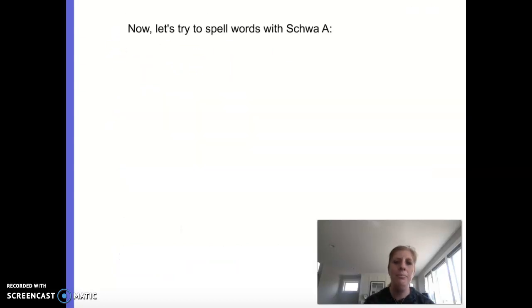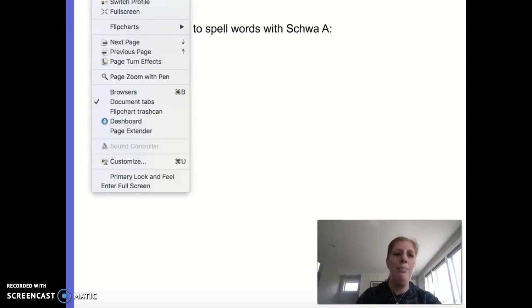Now, we're going to try to spell some words with schwa A. So you can grab a piece of paper and a pencil. Push pause while you get that. And then each of the words that you spell, when you hear the sound today, it's not going to be a short U. It's going to be a schwa A. Okay? So let's start. Let's try to spell the word apart. So it's two syllables. The first syllable is "uh" and the second syllable is part. Apart. How do you think you spell it?